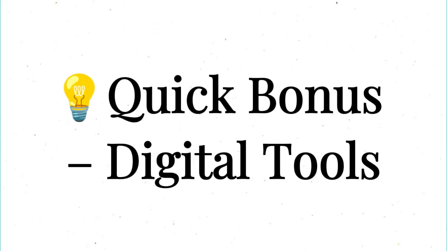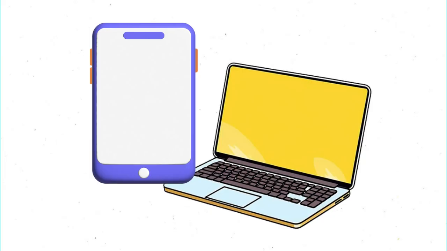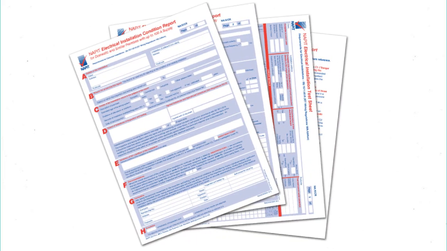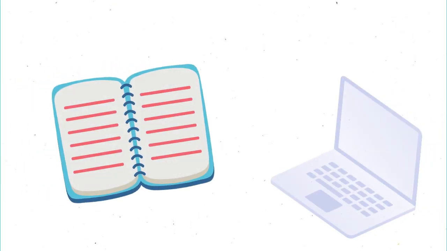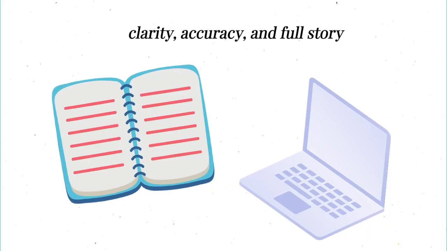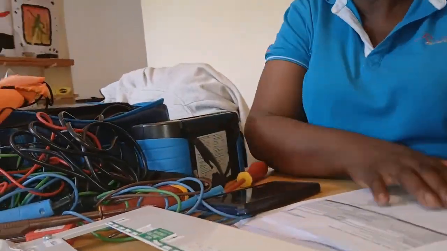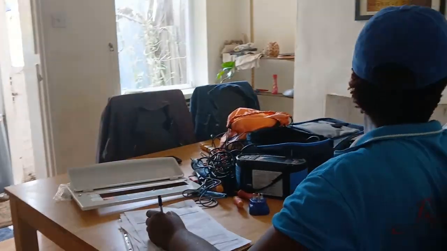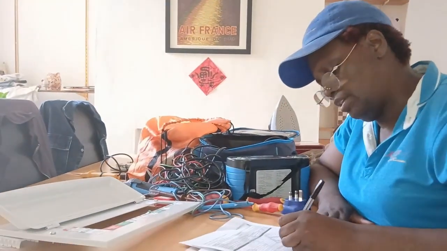Quick bonus, digital tools. If you're filling this out digitally, there are some decent EICR templates and apps out there. They can auto-calculate Zs limits, flag errors, and make your reports look pro. Paper or digital, the key is clarity, accuracy, and making sure your report tells the full story of the installation. If you've made it this far, you're on the right path. Knowing how to test is great, but knowing how to write it up makes you pro level.